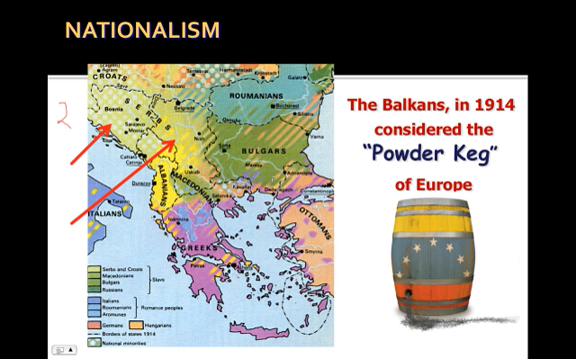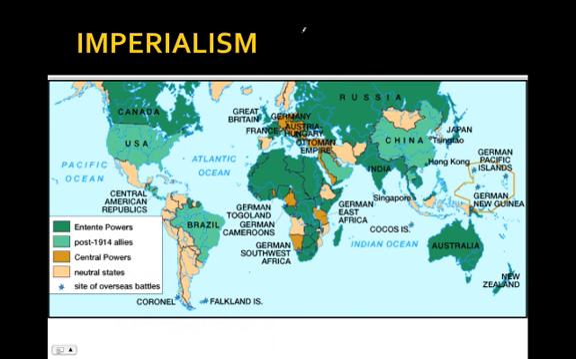So you see here in Romania, not only do we have Romanians, we have many other nationalities that want to be their own country. You see here a large number of ethnic Serbs with the Slavic people. It's a very, very confusing area. Alright, imperialism. Once you see imperialism, you should think colonies.